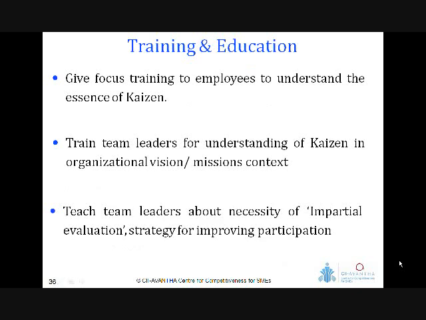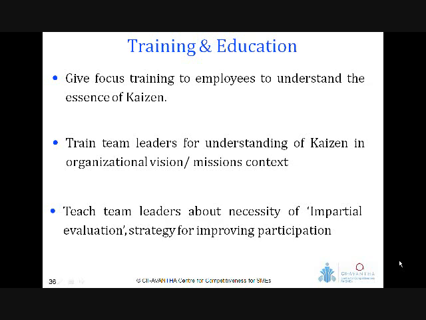Next step is training and education. Once employee involvement has reached a satisfactory level, generally it may take 3 to 4 months or 2 to 3 years. So after involvement has reached a satisfactory level, and you are satisfied with the involvement of the operators and employees, give focused training to employees to understand what is Kaizen and what is not Kaizen.